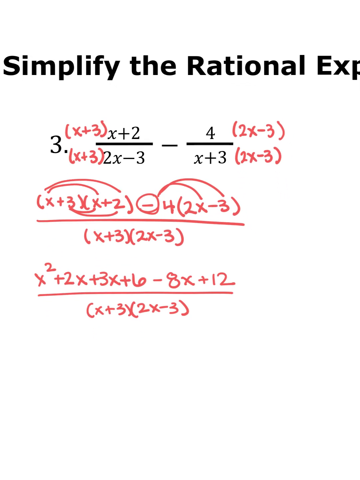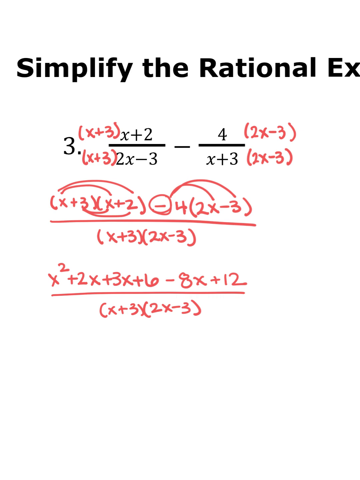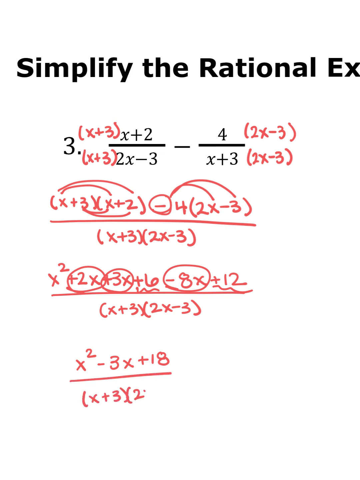So let's simplify the top of this, combining our like terms. I have an x squared. Now I have a positive 2x, a positive 3x, and a negative 8x. So 5x minus 8x is going to give me a negative 3x. And then I have my plus 6, or positive 6 plus 12. So I'm going to get plus 18. And again, that's all still over x plus 3, 2x minus 3.